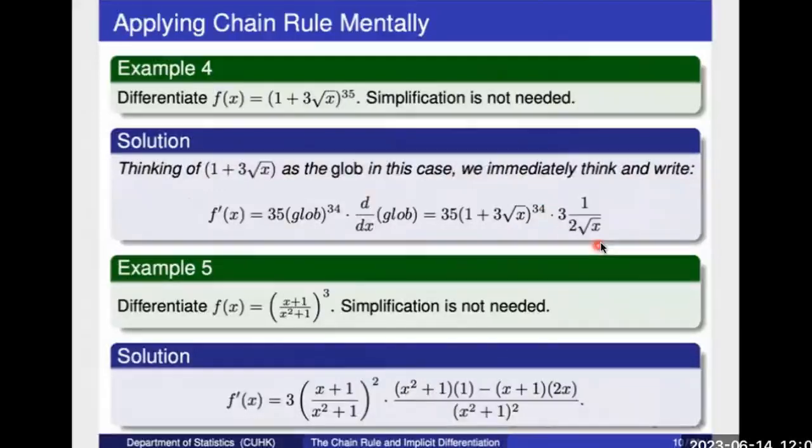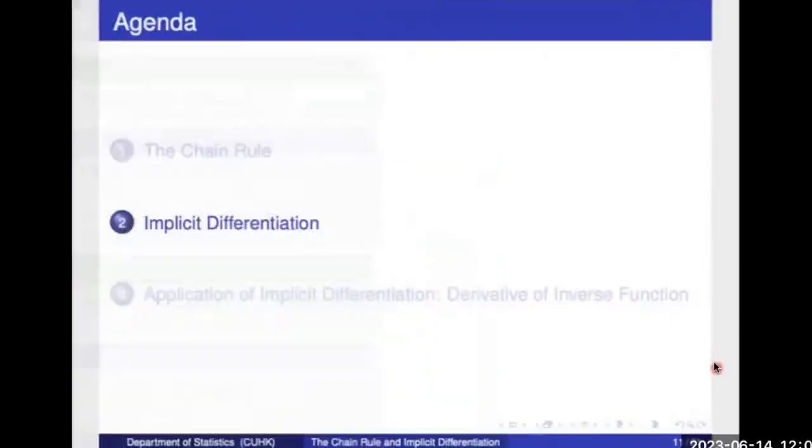Another example, differentiate f of x equals (x plus 1 over x squared plus 1) raised to 3. Simplification is not needed. f prime of x equals 3 times (x plus 1 over x squared plus 1) raised to 2 times [(x squared plus 1) times 1 minus (x plus 1) times 2x] over (x squared plus 1) squared. In short, the chain rule is a crucial tool that enables us to differentiate composite functions.